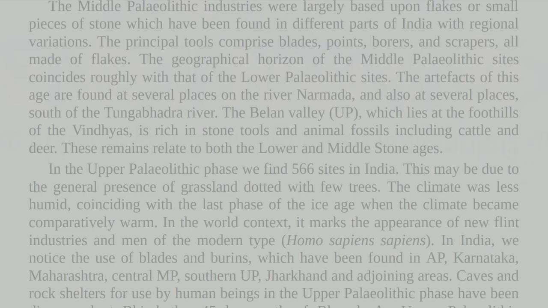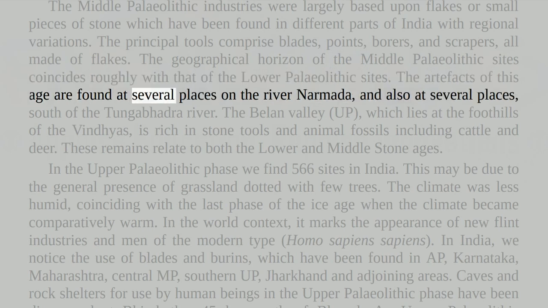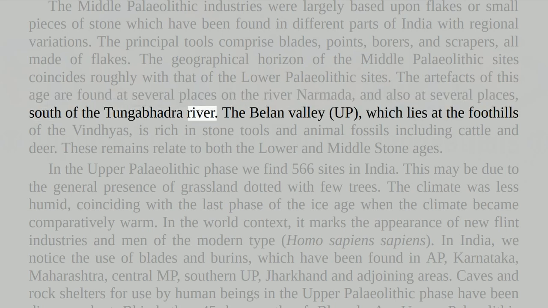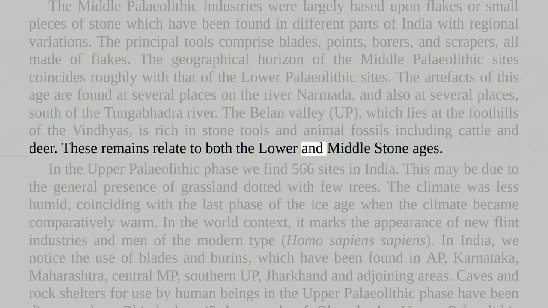The Middle Paleolithic industries were largely based upon flakes or small pieces of stone which have been found in different parts of India with regional variations. The principal tools comprise blades, points, borers, and scrapers, all made of flakes. The geographical horizon of the Middle Paleolithic sites coincides roughly with that of the Lower Paleolithic sites. The artifacts of this age are found at several places on the river Narmada, and also at several places south of the Tungabhadra River. The Belan Valley, UP, which lies at the foothills of the Vindhyas, is rich in stone tools and animal fossils including cattle and deer. These remains relate to both the Lower and Middle Stone Ages.